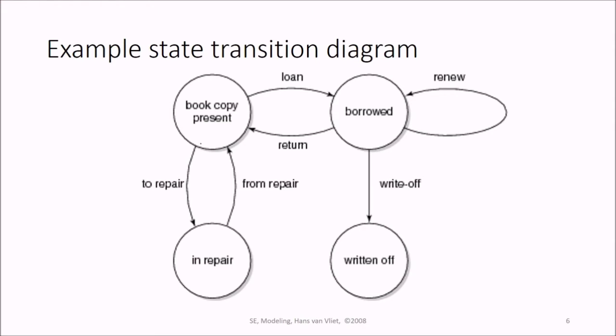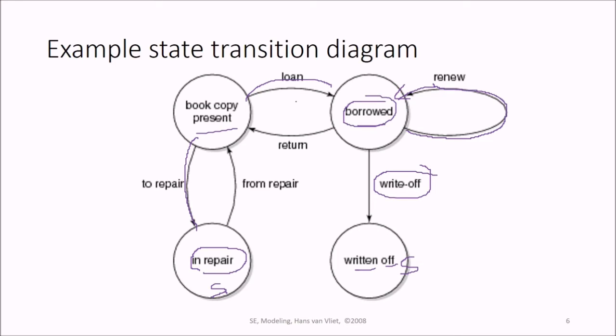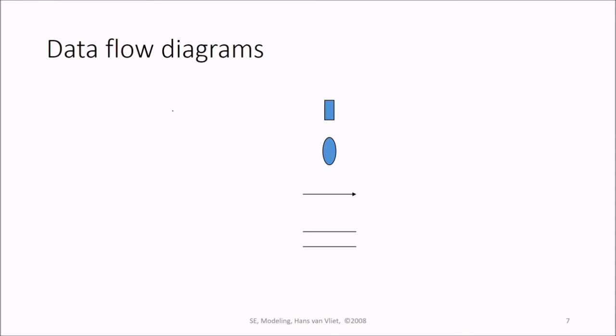For example, say a book copy is present. If a loan is taken, it is set to borrowed. If it goes for repair, it will be set in repair. So this is the state of repair. Now from borrowed, when a write off is done, the state becomes written off. And if the renew is done, then the state remains the same, meaning the previous state is retained. So these are examples of a state transition diagram using FSM, finite state machine.